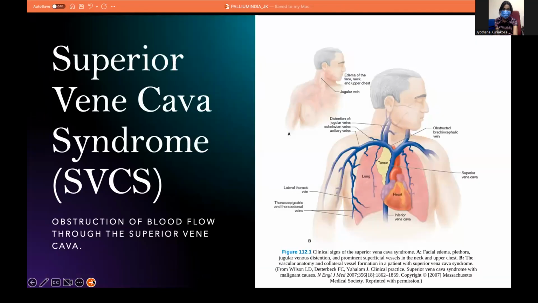So superior vena cava syndrome is defined as obstruction of blood flow to the superior vena cava. In this diagram, we can see the clinical signs and the collaterals that develop because of the obstruction. As our patient presented, the patient will present with edema of the face, neck, and upper chest, and visible engorged jugular veins. Whenever there's a tumor or anything that compresses the SVC, either extrinsically or intrinsically, it can be a tumor or a mass compressing the SVC from outside, or it can be something intrinsic, such as a tumor thrombus or a catheter-induced thrombus. Whenever there's an obstruction of the superior vena cava, in order to compensate, collaterals will develop. We'll see that in the coming slides.